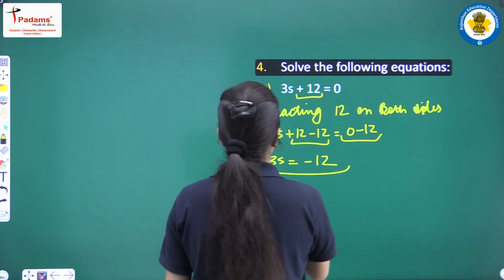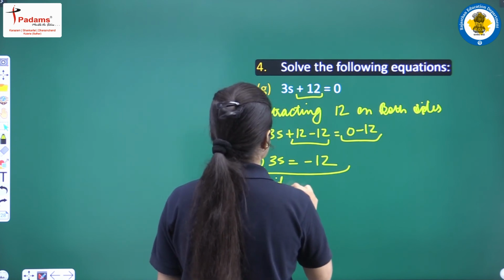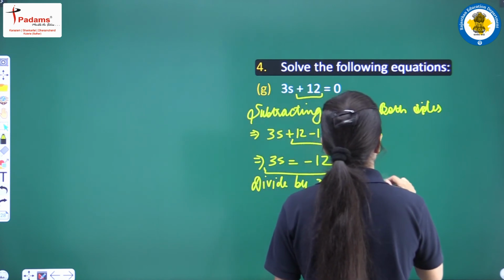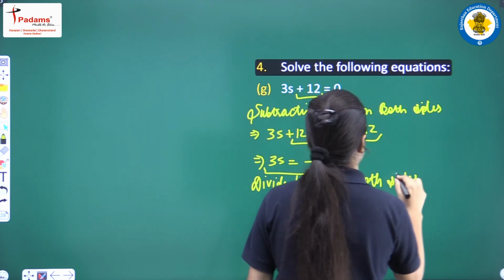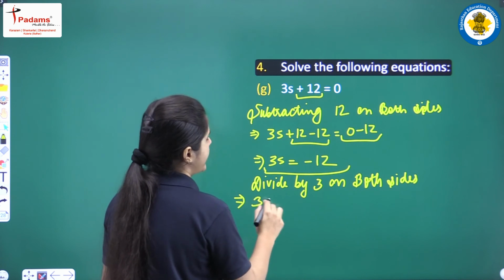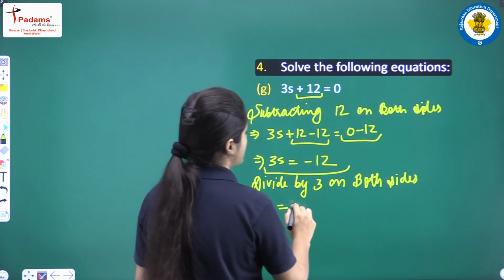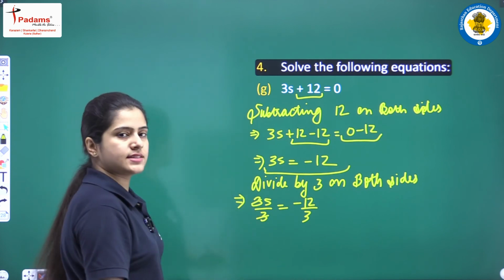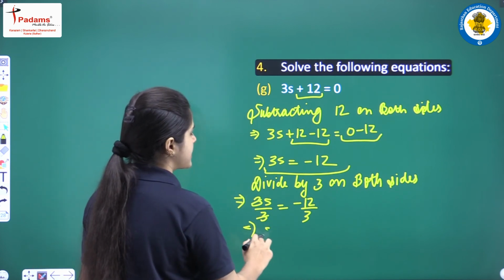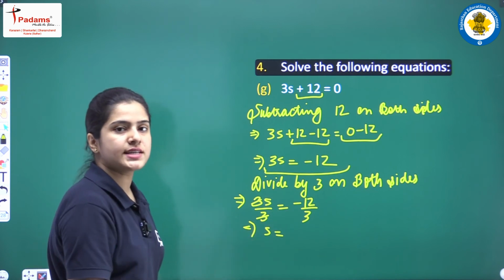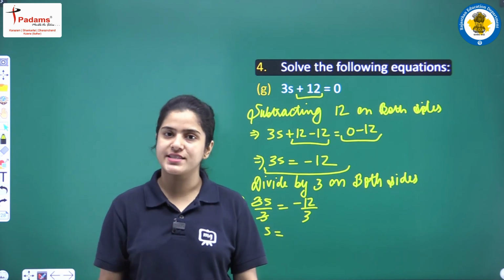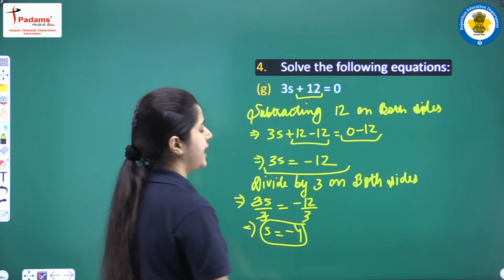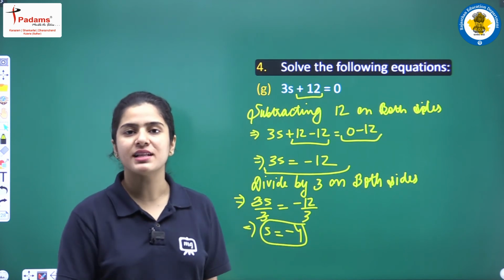Okay, so divide by 3 on both sides. Right, students? 3s upon 3 is equal to -12 upon 3. So this 3 and this 3 will be cancelled out. And then s = -12 upon 3 = -(12 divided by 3) = -4, students. So it is -4. Okay, this is very simple, very easy.